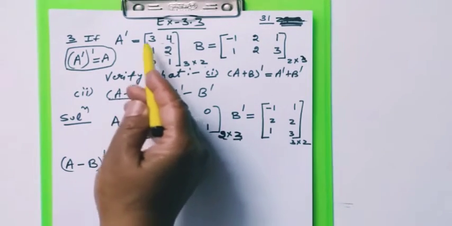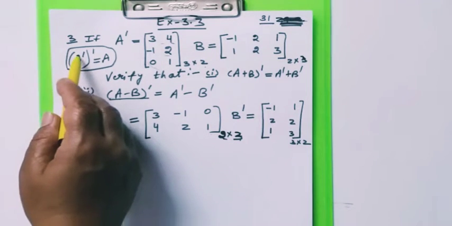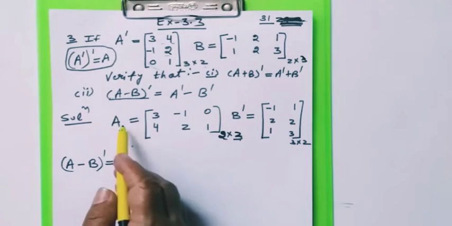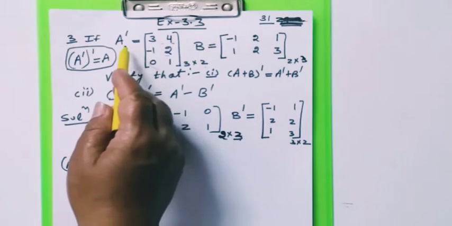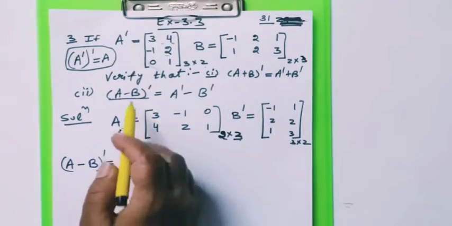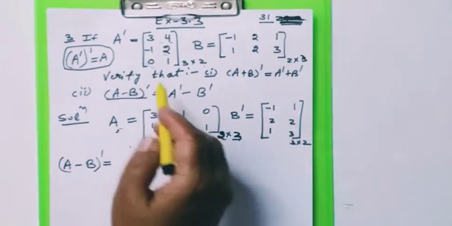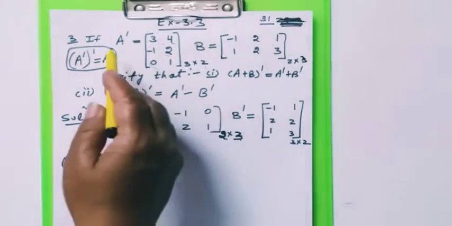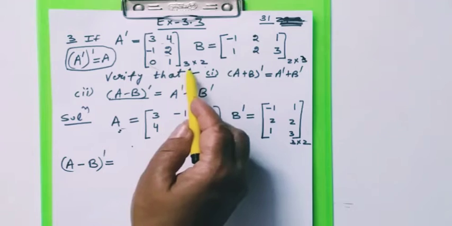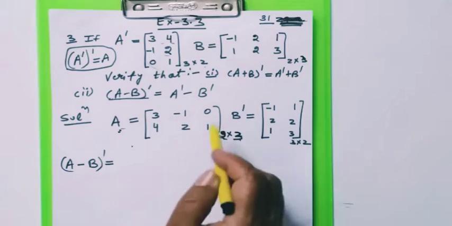A transpose is given. So how can I find A from A transpose? I know the property that the transpose of A transpose is A. So if I take the transpose of A transpose, I get matrix A. How do I take the transpose of a matrix? I write its rows as columns. So A transpose becomes A: 3 4, the first row becomes the first column, the second row becomes the second column, the third row becomes the third column. A transpose is a 3 by 2 matrix, it has 3 rows and 2 columns. So A will be a 2 by 3 matrix, with 2 rows and 3 columns.